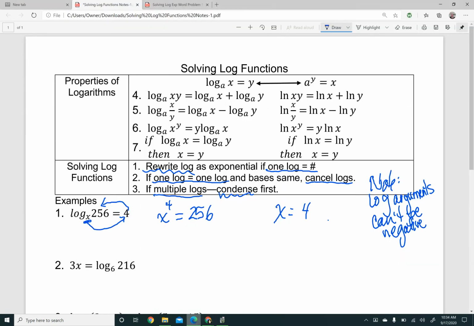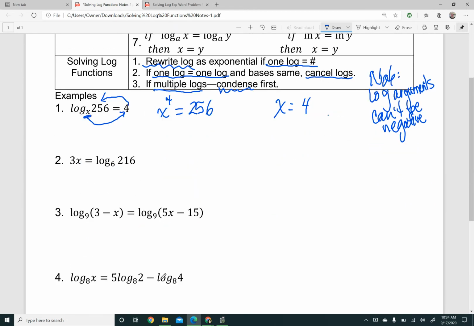So let's go back to our examples. Again, down here, we have a log equal to, well, it's not really a number, but it is a number. So the base is the base, so we start with the base. We'll kick up to the exponent and pick up the equals on the backside. So equals 216.